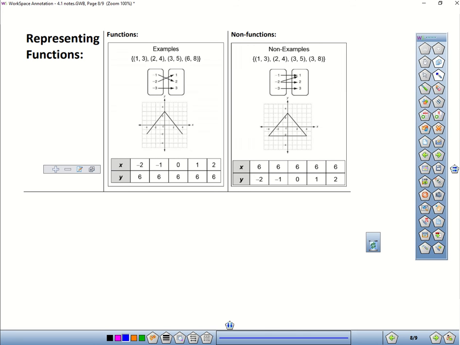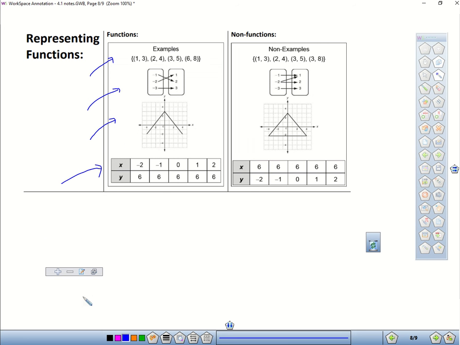Now we're going to talk about representation of functions. Functions can be represented several different ways. These are the main 4 types of ways. They can be represented as ordered pairs, a mapping, a graph, or a table. So we can label that if you want: this is ordered pairs, this is mapping, this is graphing, and this is a table.